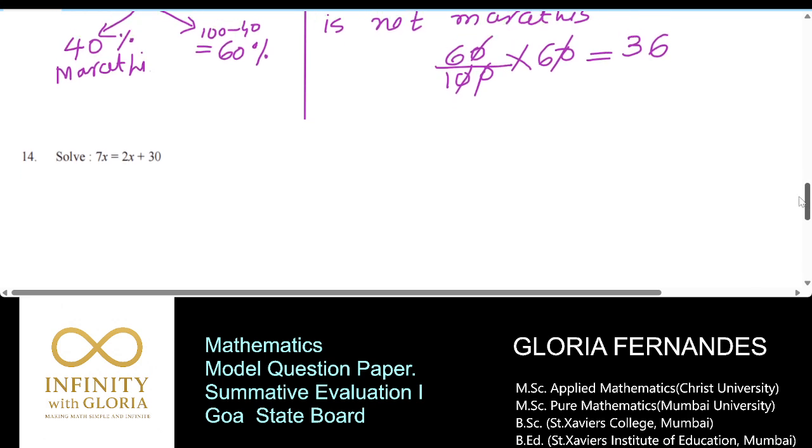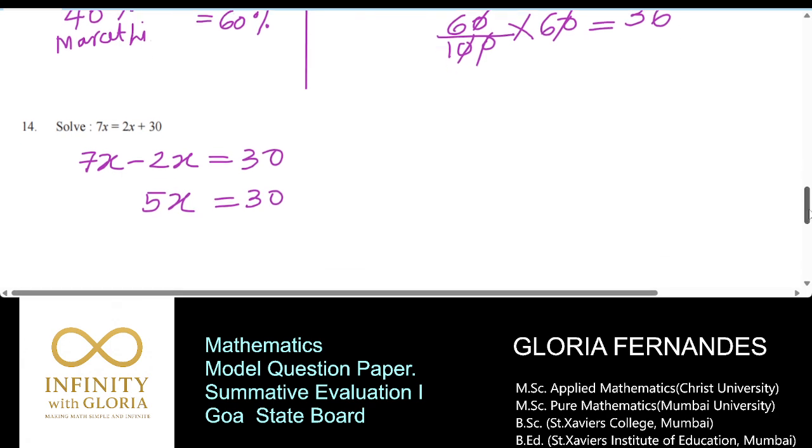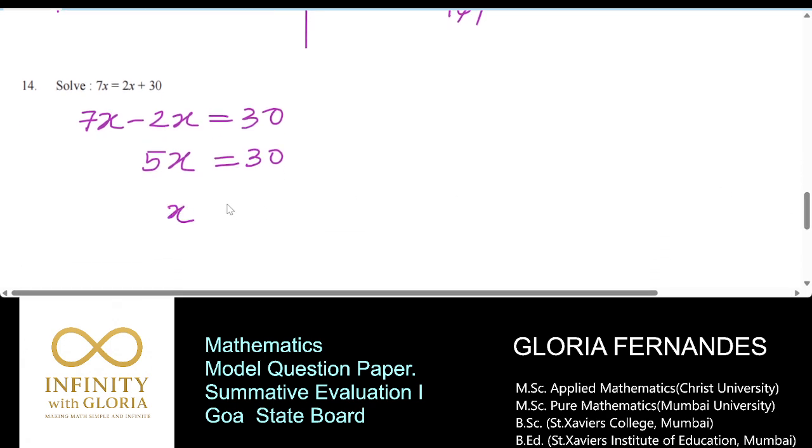Yes. Now the next question is, solve 7x is equal to 2x minus 30. So what you do here, 7x minus 2x, which is equal to 30. 7 minus 2 is going to be 5x, which is equal to 30. Now 5 is multiplied. If you want to get rid of that, you have to divide. So 30 divided by 5. So x is going to be 5 6s are 30, so x is 6.